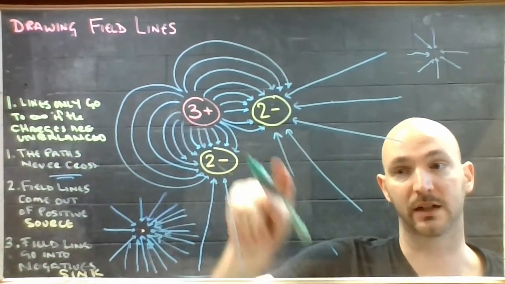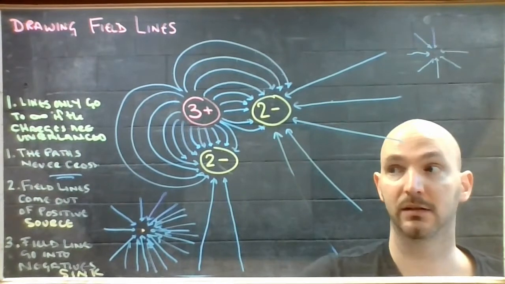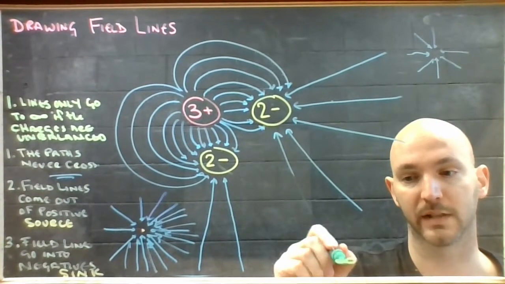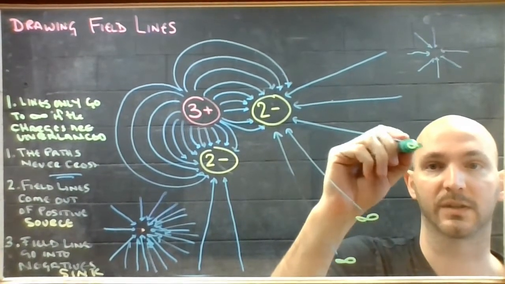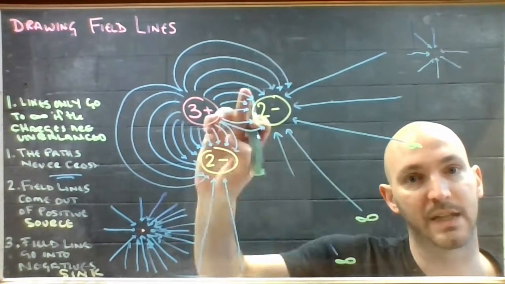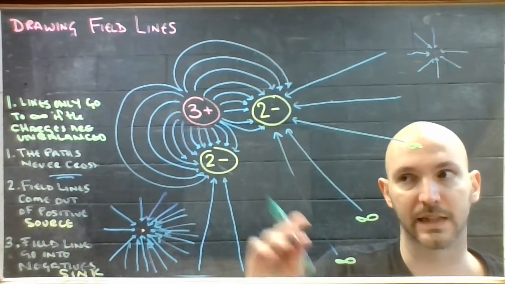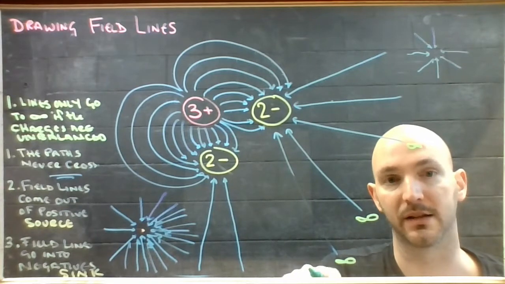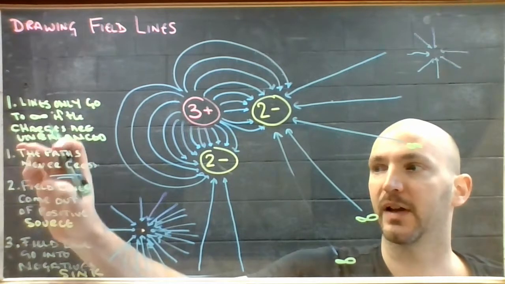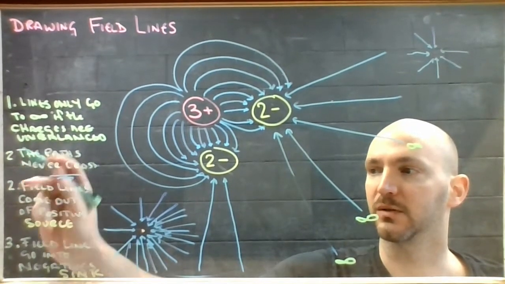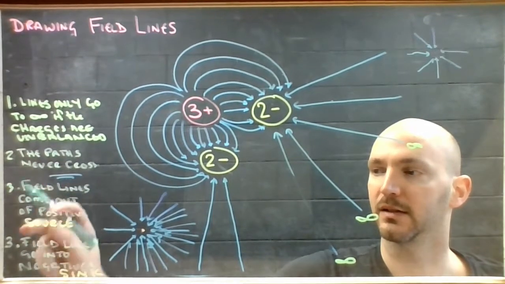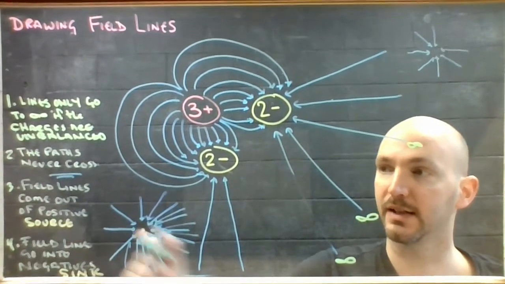So this line here, this line came from forever away. It came from infinity, right, out there. And so did this one, so did this one. And the only reason I was allowed to draw lines coming in like that was that I had an imbalance in my charges. So if that's number 1, that's number 2, this is number 3, this is number 4. There. We have a nice, complete list.